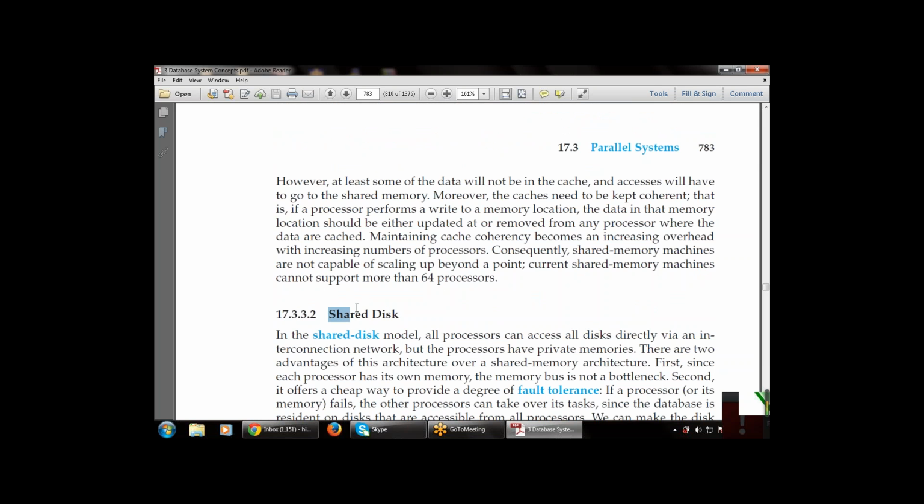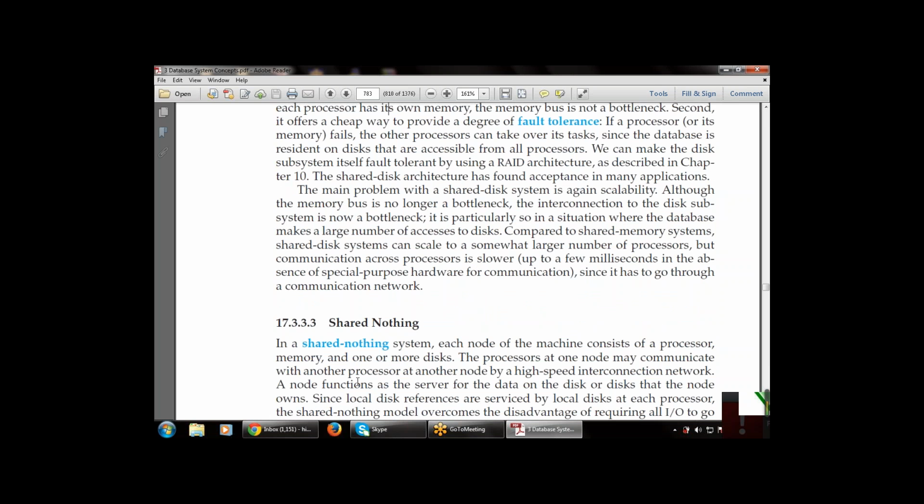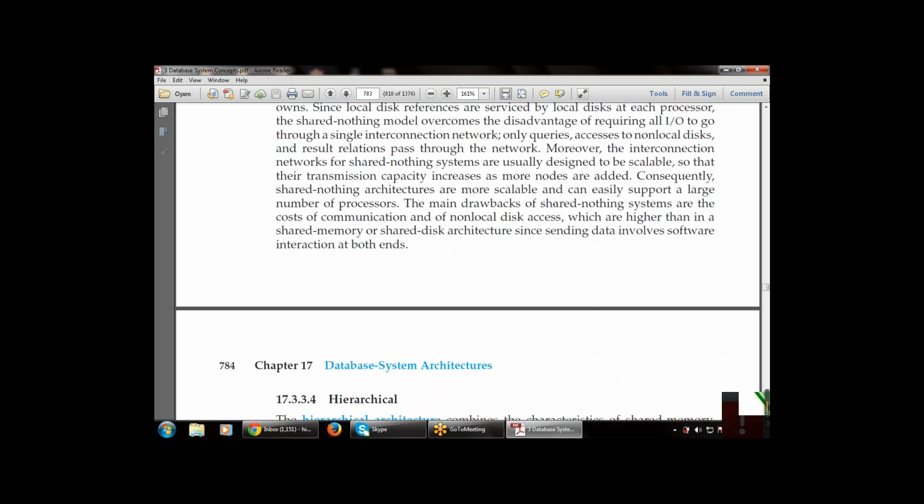And there is shared disk. In a shared disk model, all the processors can access all the disks directly via an interconnection network, but the processors have private memories. Then we discussed shared nothing. In this system, each node of the machine consists of a processor, memory, and one or more disks. That is a shared nothing system.